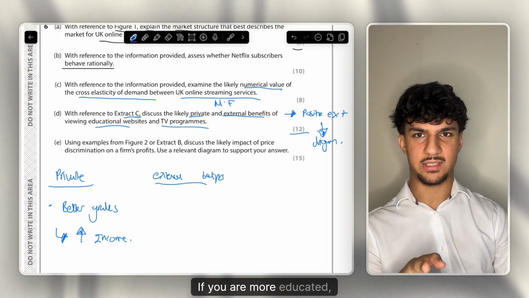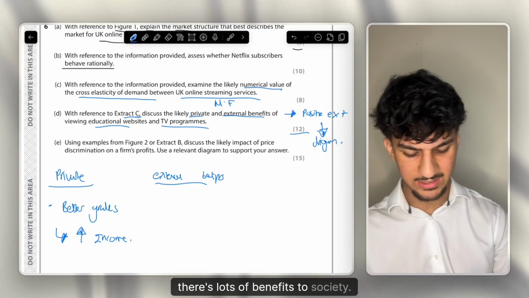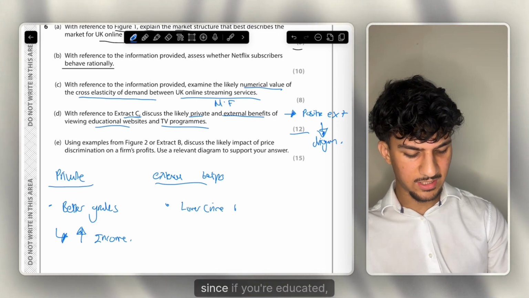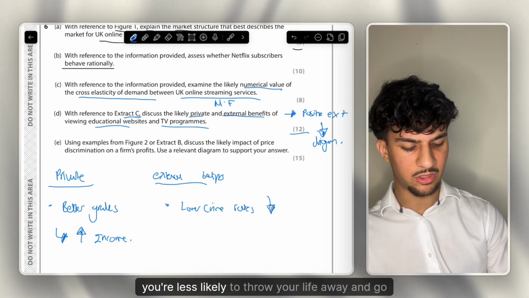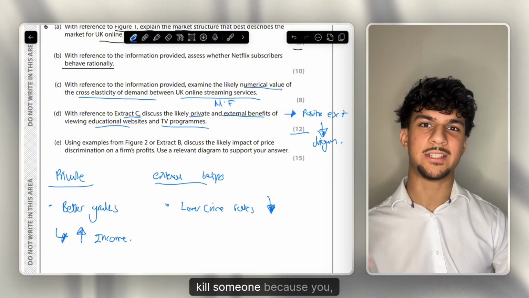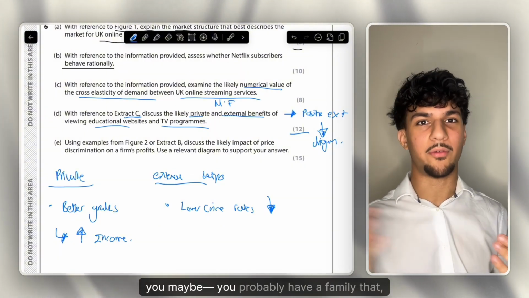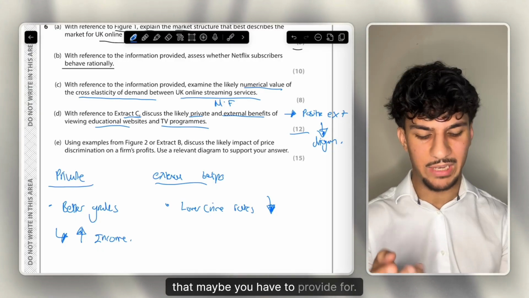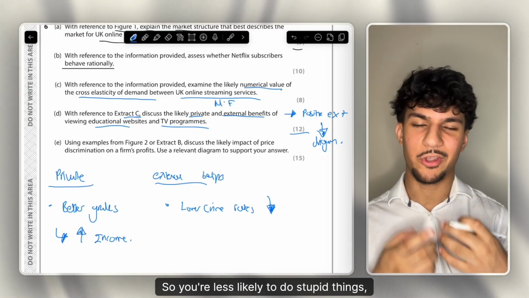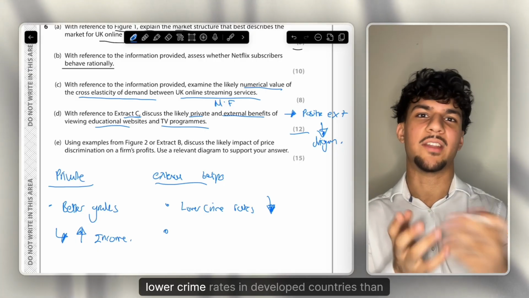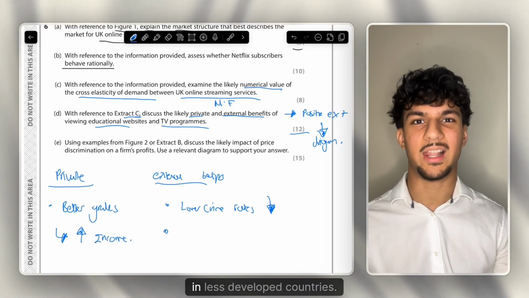If you are more educated, there's lots of benefits to society. Firstly, educated people, it lowers the crime rates. Since if you're educated, you're less likely to throw your life away and go kill someone, because you understand the ramifications. You have a career, you probably have a family that you know you have to provide for. So you're less likely to do stupid things. You're less likely to hurt people. Thus, it means lower crime rates. Thus, why we see lower crime rates in developed countries rather than less developed countries.